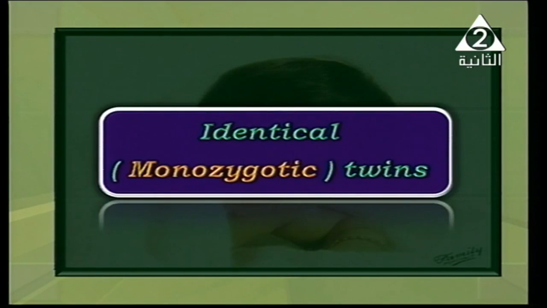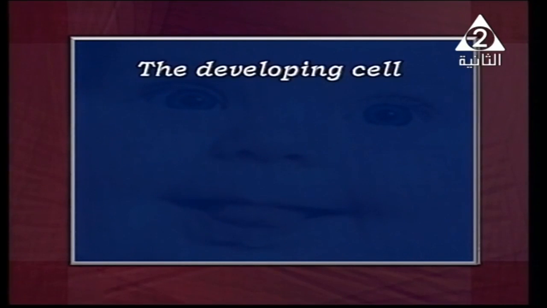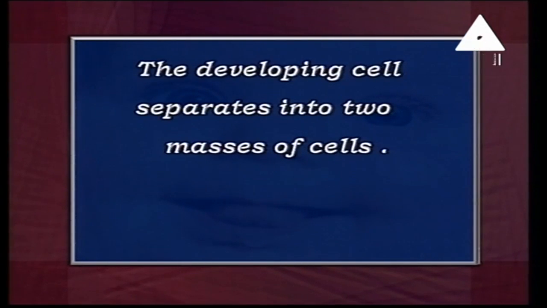So they are separated. The other type is identical, or monozygotic twins. This type of twins results from the fertilization of one ovum by a single sperm. We have just one ovum and just one sperm. The developing cell separates into two masses of cells, into two morulae, and the reason for their separating is still unknown.